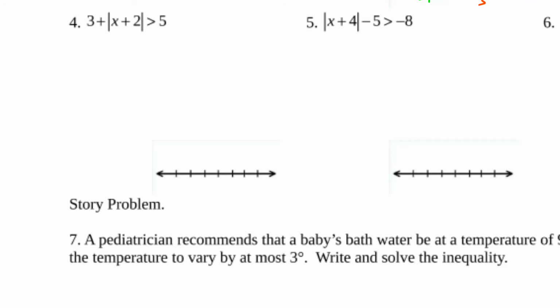So in example 4, the first thing we're going to do is get the absolute value all by itself. So we need to subtract 3 on both sides. The 3's cancel out over here. And on the left-hand side, we now have the absolute value of the quantity x plus 2, and that's going to be greater than 5 minus 3, which is 2.